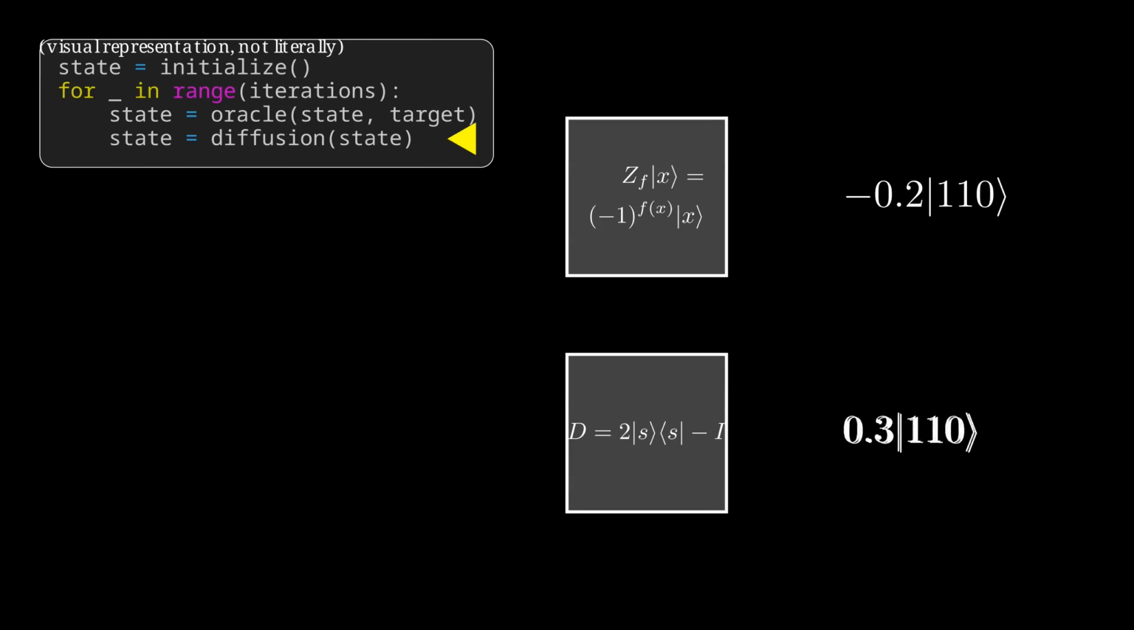Do this over and over and over again. And eventually, the target state becomes more and more likely to appear when measured. And that's Grover's algorithm. All we did was repeat 2 steps: flip the target, then reflect everything around the average, and the answer slowly rises out of the noise.